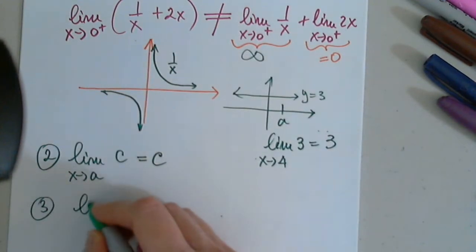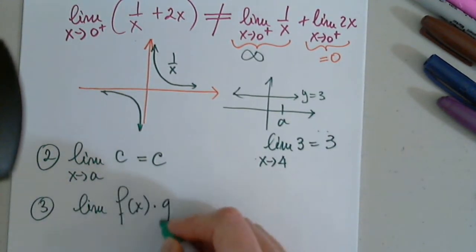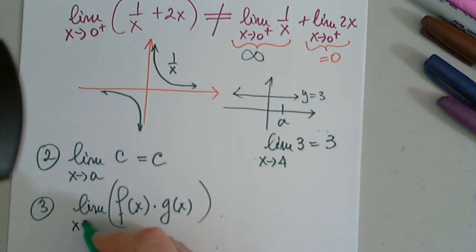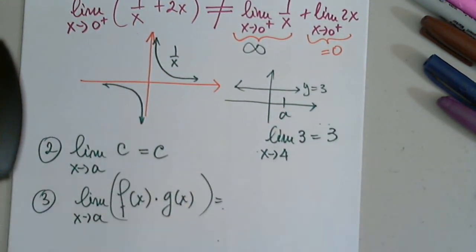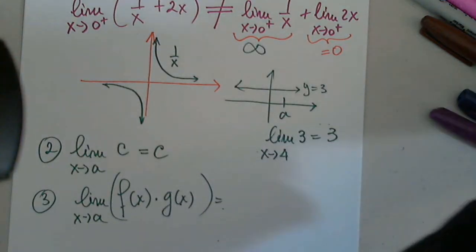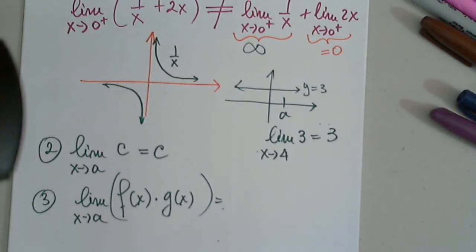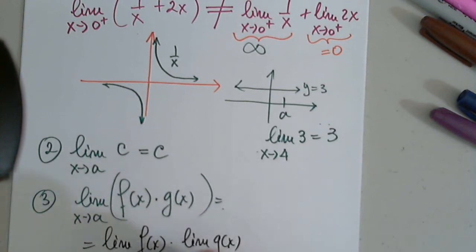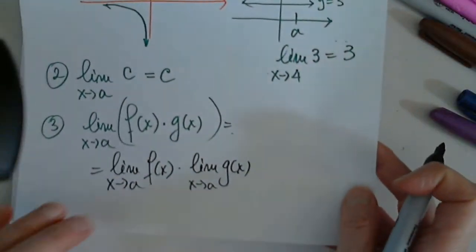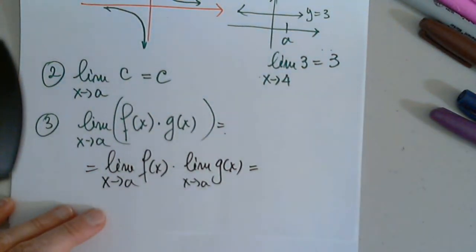Okay, number 3. Limit now of a product as x approaches a from either side. Take a guess. Does it equal the product of the limits? Of course. Equals the limit of f of x times the limit of g of x as x approaches a from either side. Of course, assuming the assumptions are fulfilled, and then this will equal what? Savannah, what do you think?